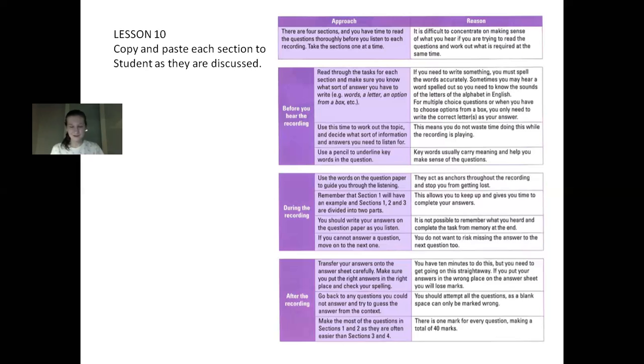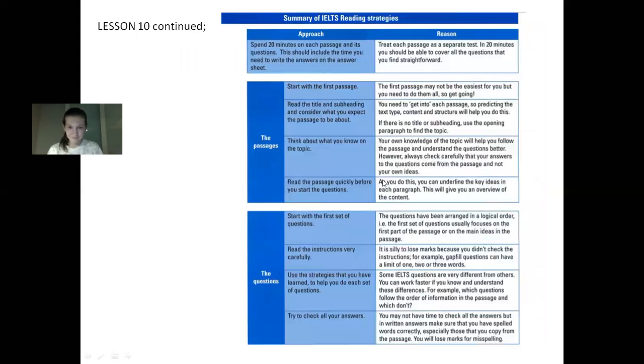Okay, and during the recording, what to do during the recording? Answer as it goes. And after the recording, go and check it. Right. Okay, and what to do about this one? This is all about reading. So have a look at this carefully when I send it to you, and think about what you would do with this. And then writing.